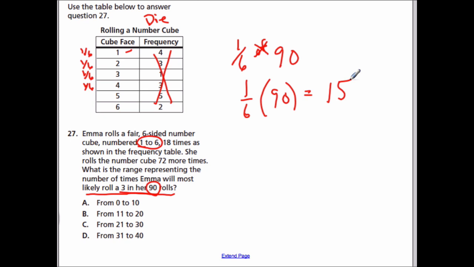So let's go back down here. Which one of these, A, B, C, or D, has the range that encompasses 15? My answer is going to be B as in boy.